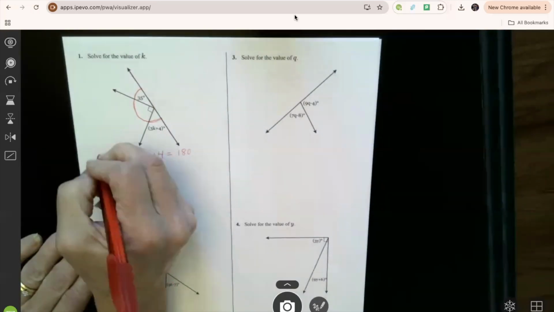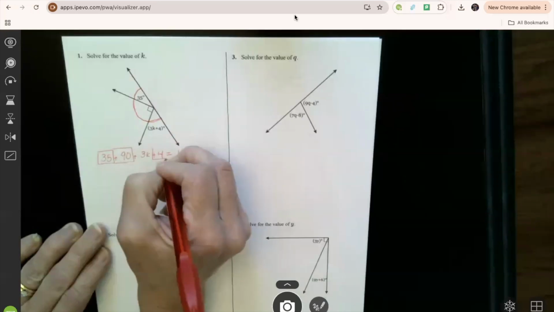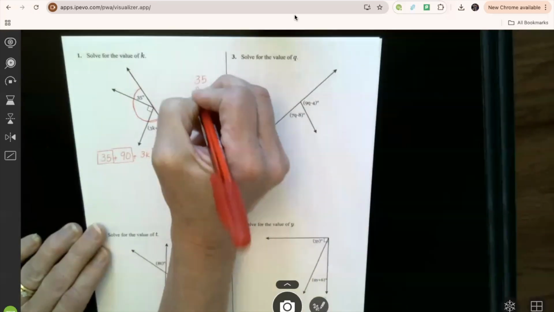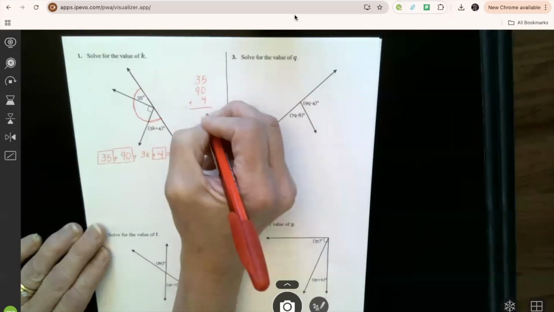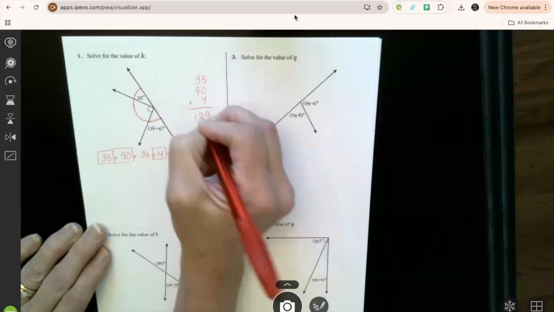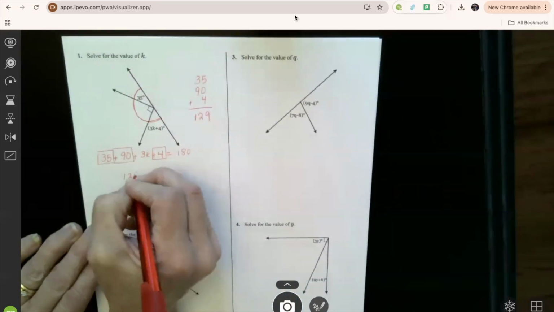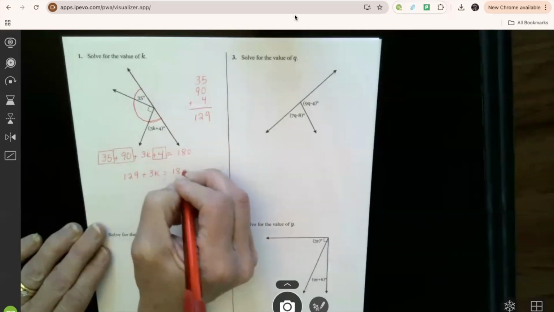First, I'm going to combine some like terms. So I have 35 plus 90 plus 4. Over here, I'm just going to add 35 plus 90 plus 4. So 5 plus 4 is 9, 9 plus 3 is 12. So 129. So I have 129 plus 3K equals 180.